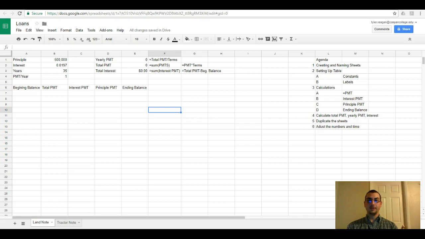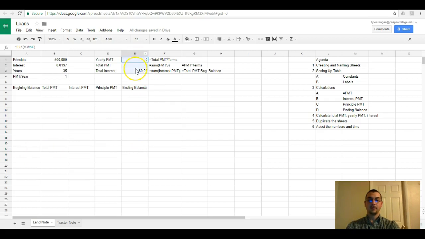So what we're going to do in this assignment is we're going to look at Google Sheets and use Google Sheets to create an amortization table. What that really is, is being able to calculate loans. So let's go ahead and dive right on in.